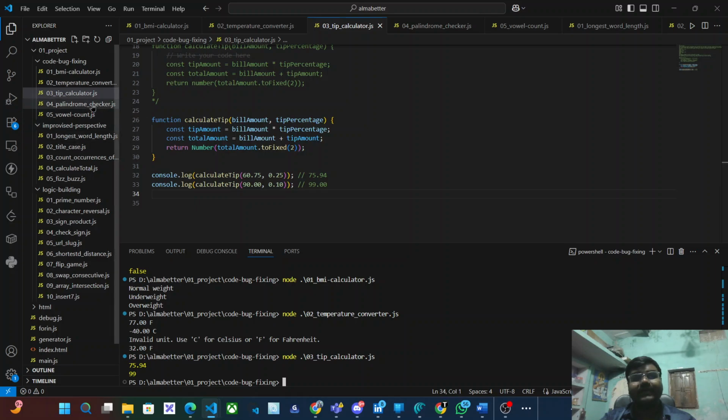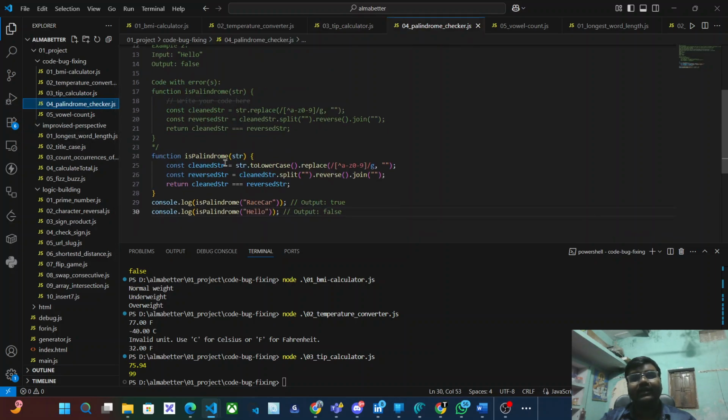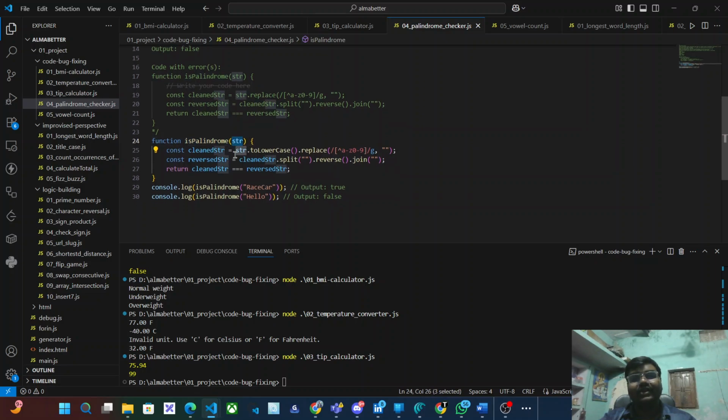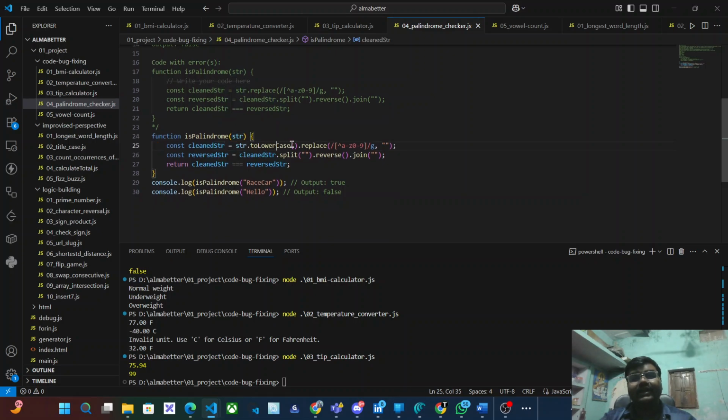The solution for the palindrome checker is this. isPalindrome is a function. We are taking the argument str. First we are converting it into lowercase using the toLowerCase method. Then we are replacing everything except the lowercase alphabet, a to z, with an empty character.